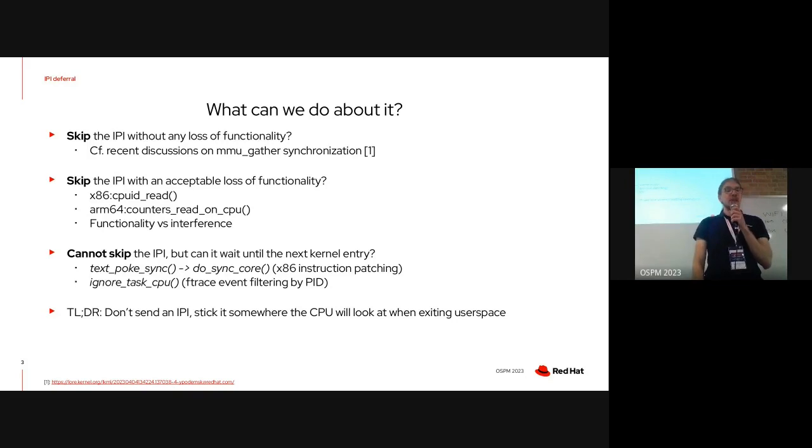Right. So ideally, the best scenario is we reason about the use case, and we can realize that if the CPU is in user space, we could actually just not even bother with sending anything. There's been some recent discussion on synchronization for MMU gather by one of my colleagues, and it looks like we can just skip that CPU if it's in user space, and we don't lose functionality. Things work as intended. That's the ideal scenario.